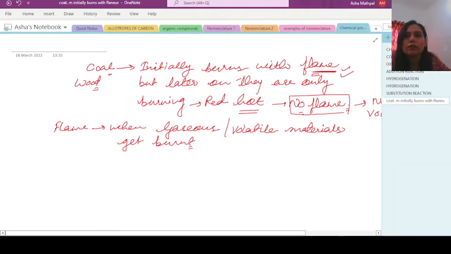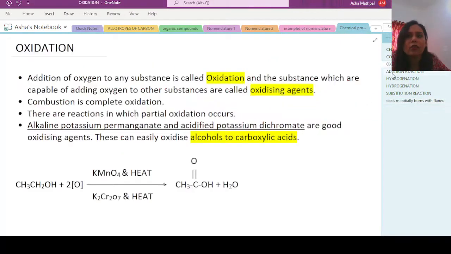Now let us start with our next chemical property, that is oxidation. Oxidation is simply what? It is the addition of oxygen to any substance. This topic you have already understood in chapter 1. The substances which are capable of adding oxygen are called oxidizing agents. That is, the one which gives the oxygen is called an oxidizing agent, and the reaction is called oxidation whenever there is an addition of oxygen. Okay, combustion is also a kind of oxidation reaction, like we have done there: CH4 plus O2 changes into CO2 plus water plus heat and light.